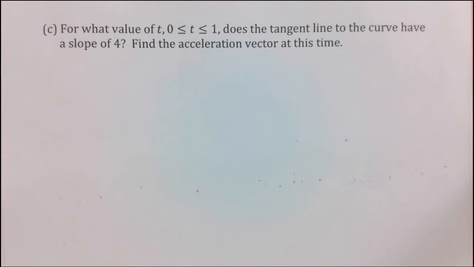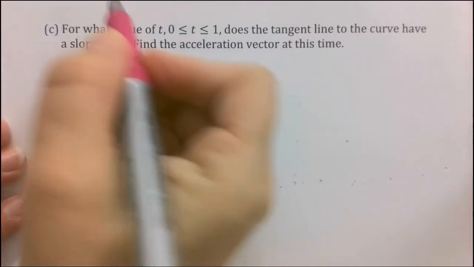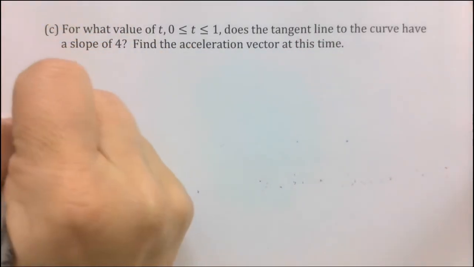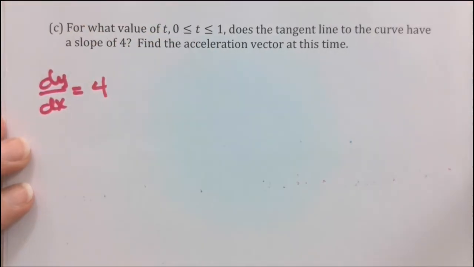All right, for part C, we get to probably the most challenging part of this question. For what value of t between 0 and 1 does the tangent line to the curve have a slope of 4? And then we want to find the acceleration vector at that time. So let's start here. When does the tangent line to the curve have a slope of 4? That means what I'm looking for here is, when is dy/dx equal to 4?